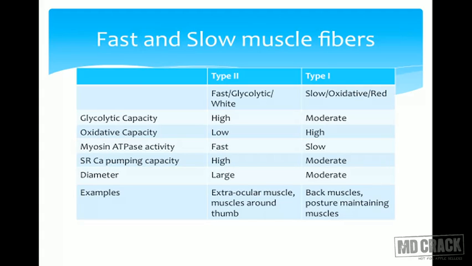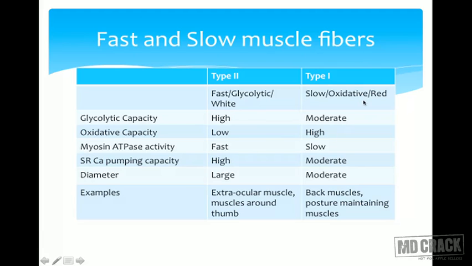Now about the fast and slow muscle fibers. As you can see in this table, the fast muscle fibers are also called type 2 muscle fibers, and the slow muscle fibers are also called type 1 muscle fibers. Fast muscle fibers have mainly glycolytic activity. They can go for anaerobic metabolism very fast, break down the glycogen, and generate ATP fast, but they will not have oxidative metabolism. The oxidative metabolism will be mainly in the slow muscle fibers. The fast muscle fibers are also called fast, glycolytic or white muscle fibers, because they have a lesser amount of myoglobin.